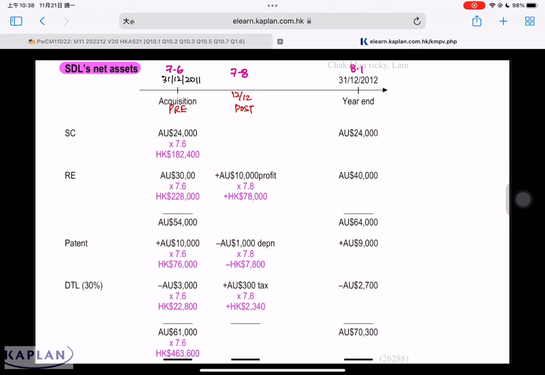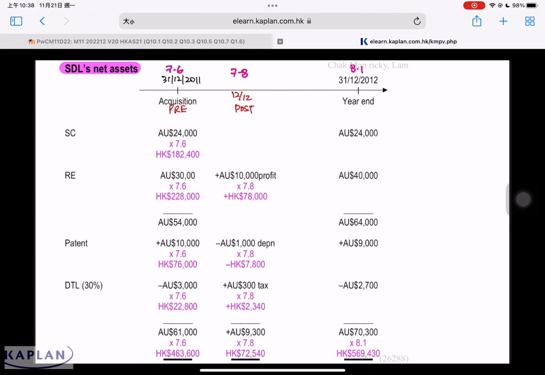So the adjusted profit before translation, in Australian dollars, is 9,300. This 9,300 will be translated for the year at the 7.8 average rate, equal to Hong Kong dollar 72,540. Net assets at the year end will be translated using the closing rate of 8.1. That gives us Hong Kong dollar 569,430.